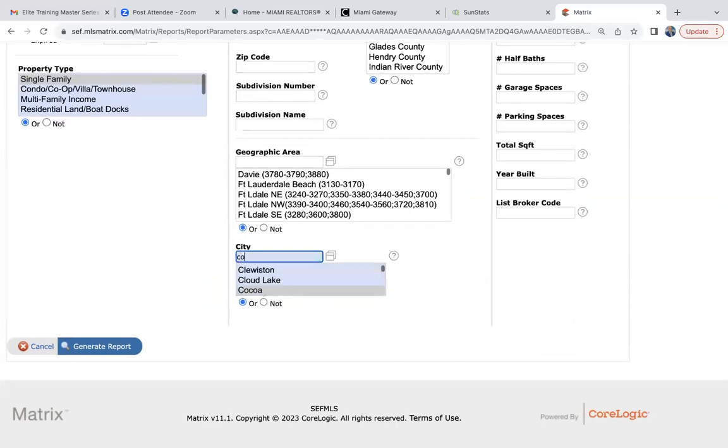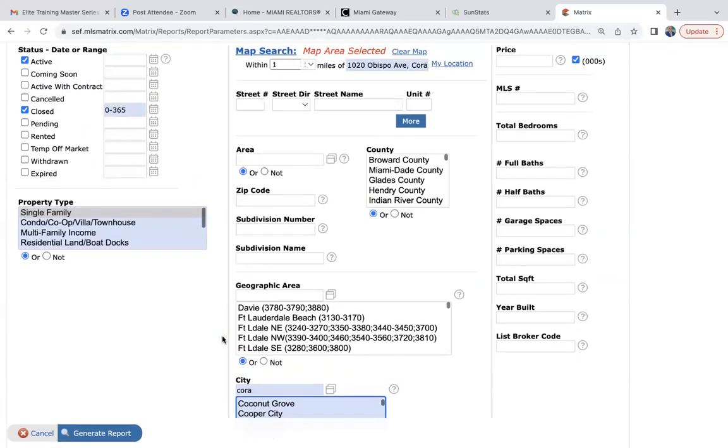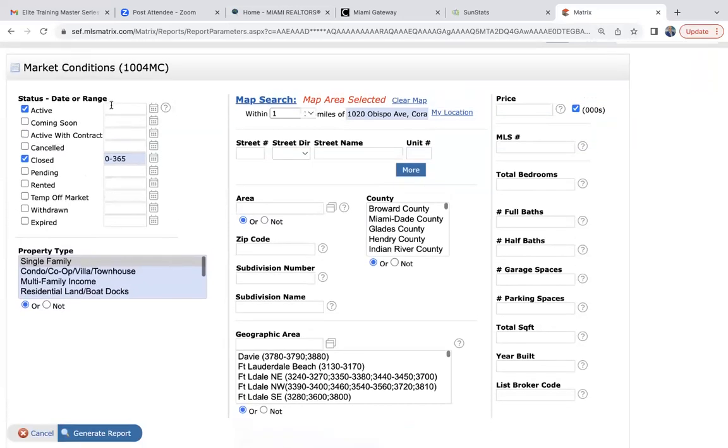All right, we want to make sure that we stay within the Coral Gables city limits, so we're going to put in Coral Gables for city. That's important because if you are too close to, let's say, a bordering city, you don't want to get properties from that other city. So if you want to stay in Coral Gables, just select Coral Gables for a city. So we've got everything the same. The only thing we did different is that we're concentrating within a 1 mile radius from your subject property. We're going to click on generate report.